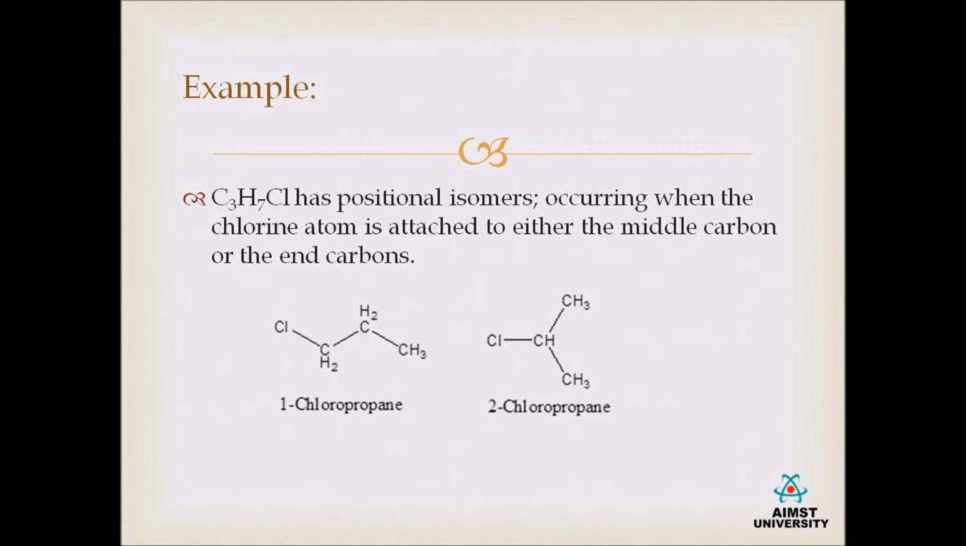Here we can see an example for positional isomerism. C3H7Cl, which is a chloropropane, can exhibit this positional isomerism. It shows 2 positional isomers occurring when the chlorine atom is attached to either the middle carbon or the end carbons. So here we have 2 positional isomers, 1-chloropropane and 2-chloropropane.